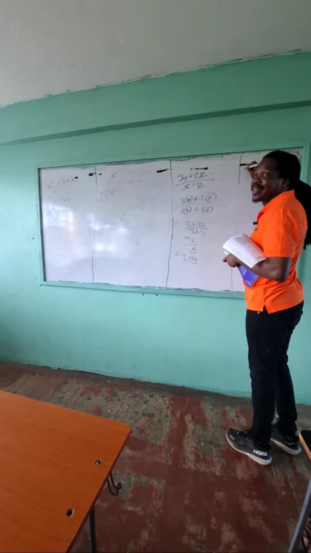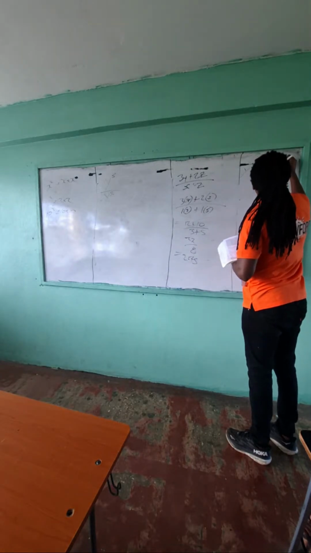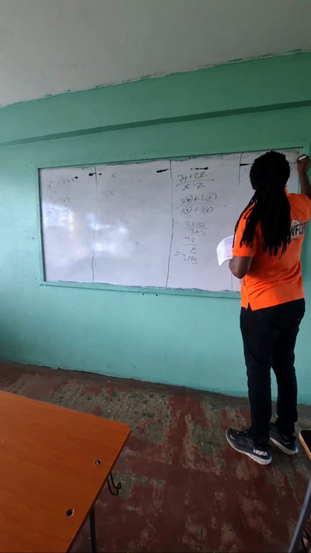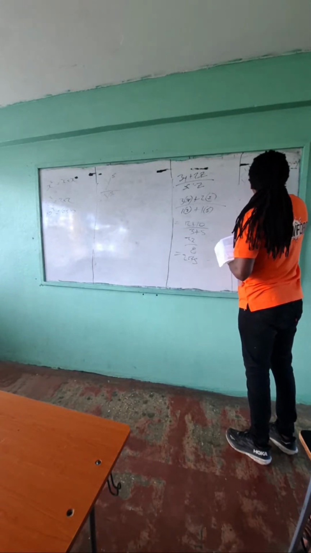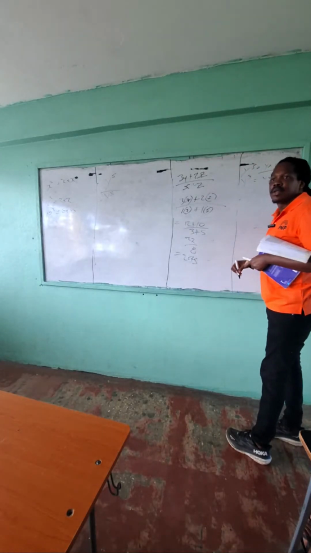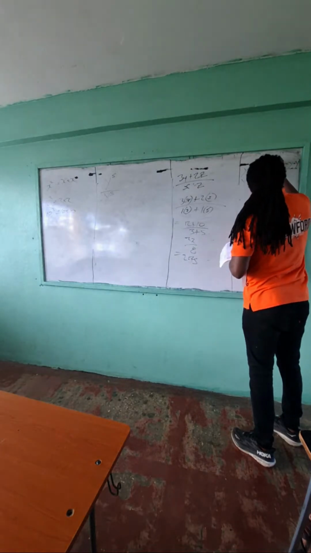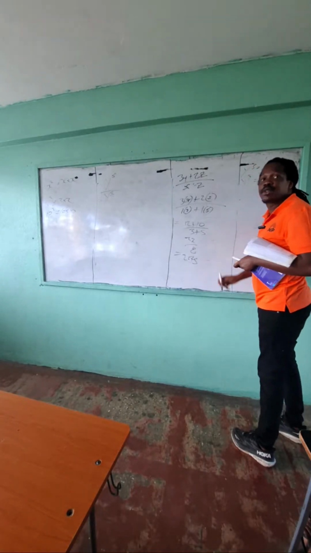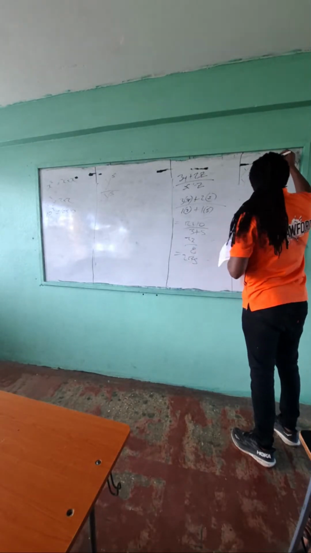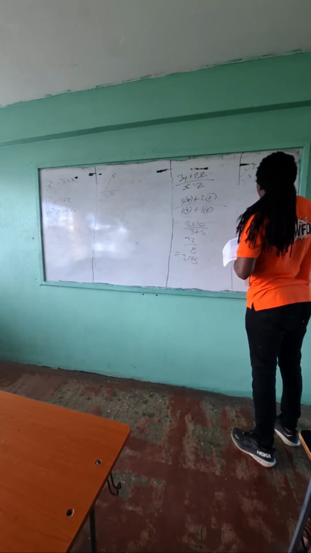Y to the 5th power equals y times y times y times y times y, over y to the 3rd power, which equals y times y times y. So now we can cancel: y into y one time, y into y one time, y into y one time.